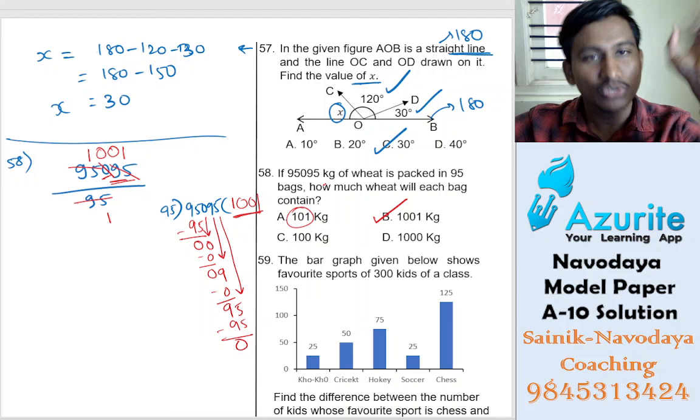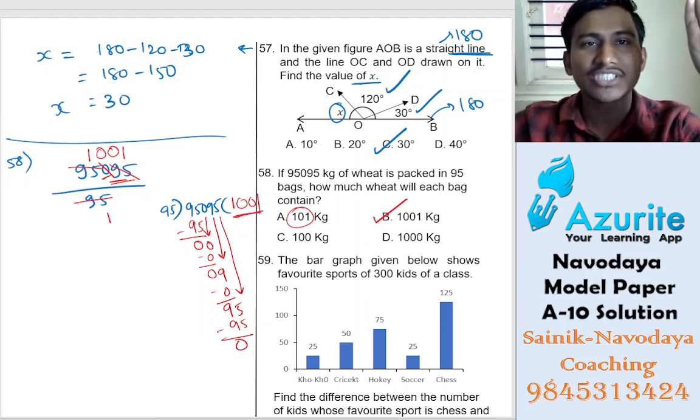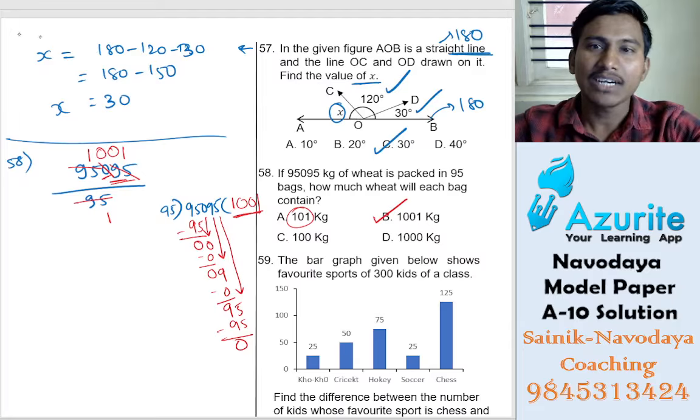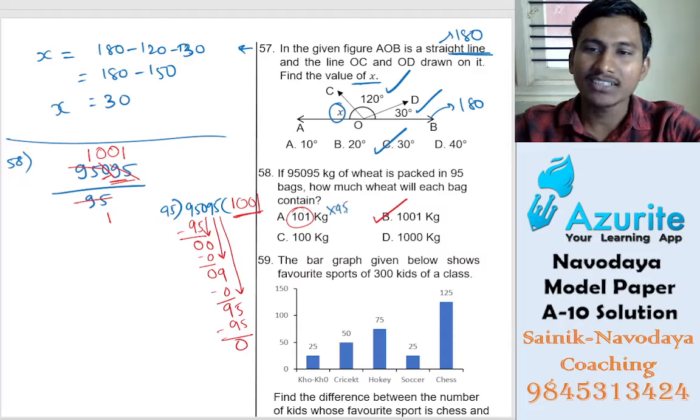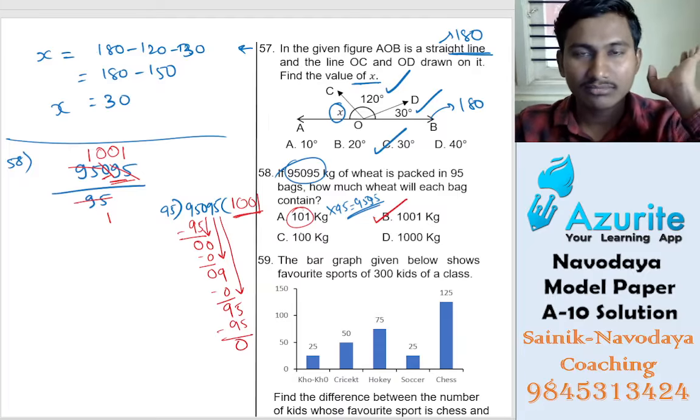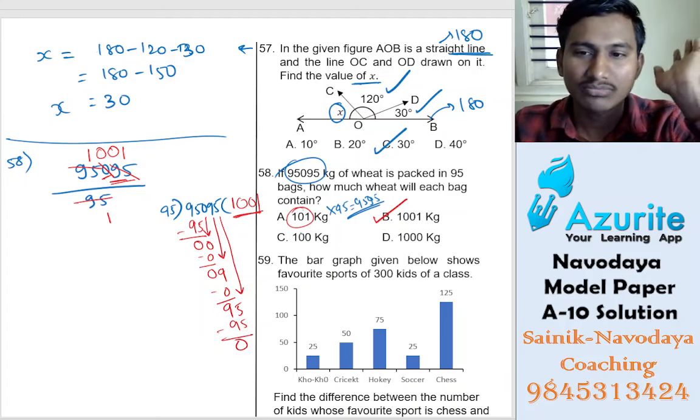If you are not able to do the division correctly, you can go with the options. Multiply. 95 is nearly 100. If you multiply with 100, it is 9500. But the answer should be 95,000, not 9,000. So that is why A will not be the answer. You can go with options also. Understand?